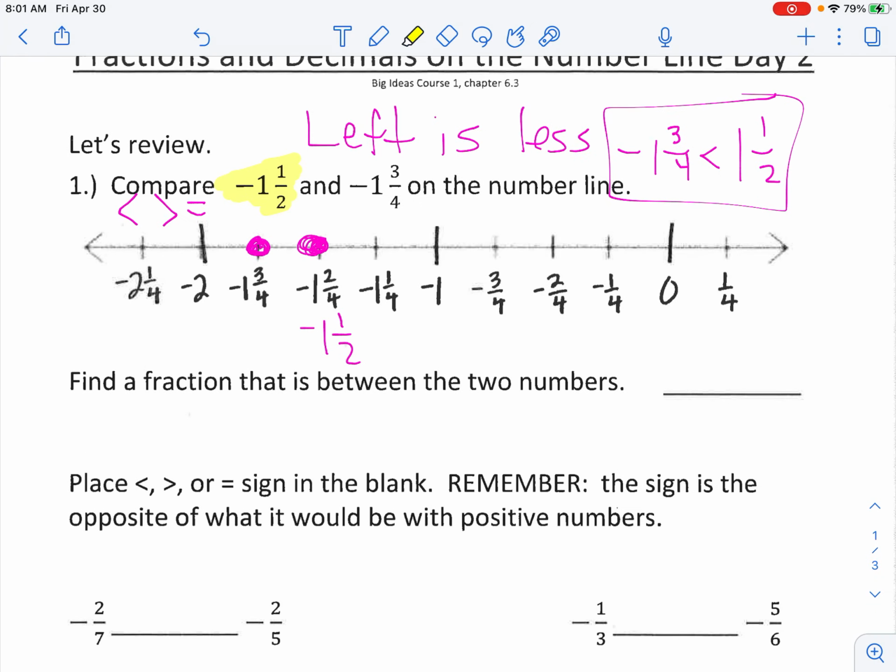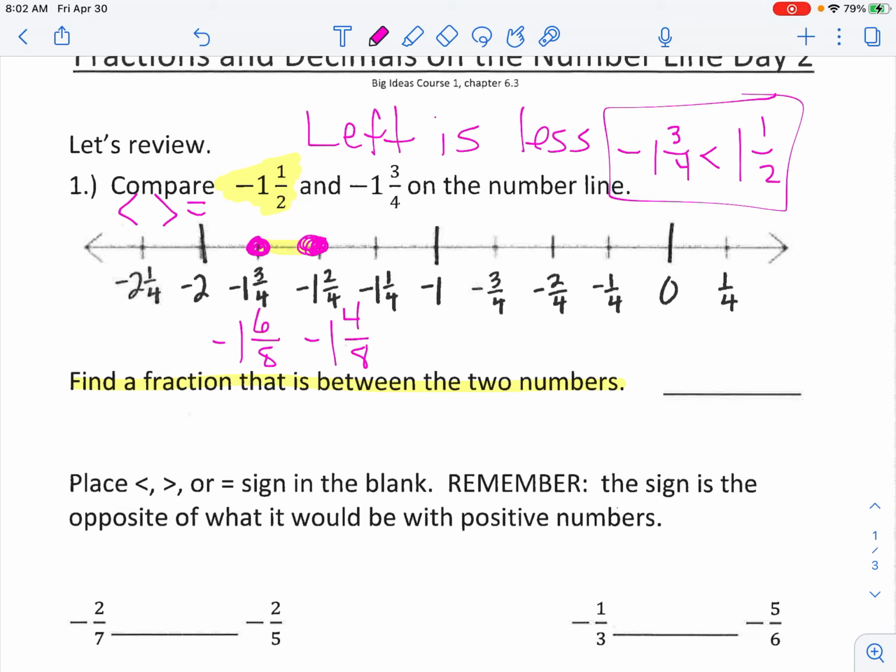Next direction. Find a fraction that is between the two numbers. Find a fraction that is between -1 2/4 and -1 3/4. So what I'm going to have to do is increase the denominator. Instead of a 4, I'm going to make that denominator an 8, which means this is going to be -1 6/8. I'm going to do the same thing here. So 4 times 2 is 8, and 2 times 2 is 4.